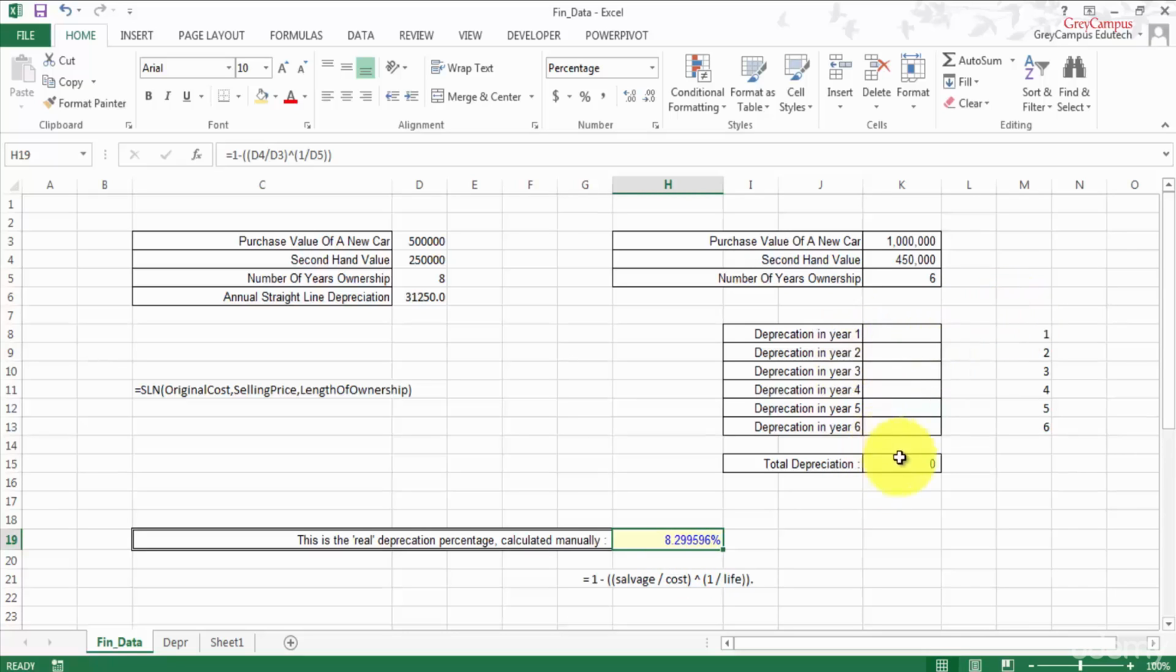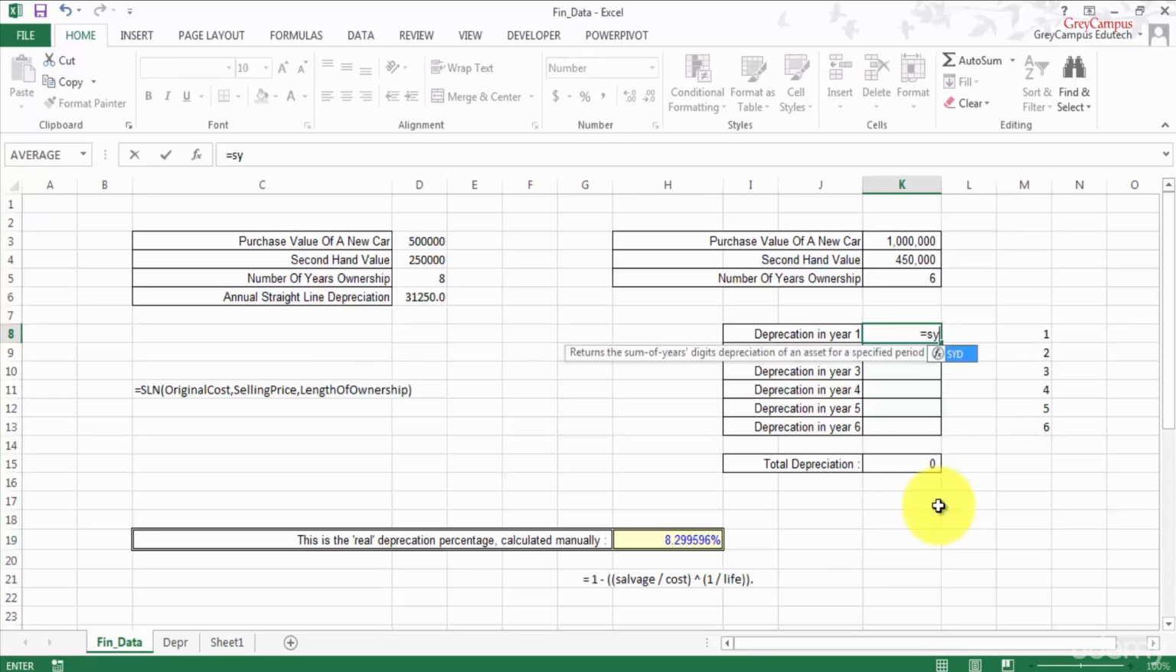Now, a similar situation we can have in year-wise depreciation also. Let's say we take a second scenario wherein we have a purchase value, the second-hand value as well, and the years of ownership here. We want to calculate the depreciation by year. This will not be straight line depreciation, we will be using something called SYD. Based on the sum of the digits of the years, we can calculate this. It returns the sum-of-years'-digits depreciation.